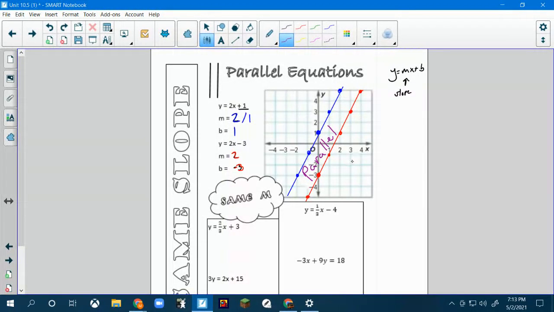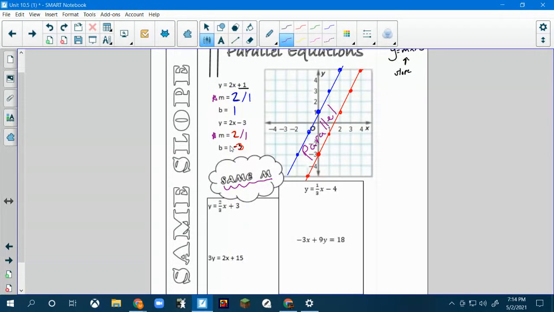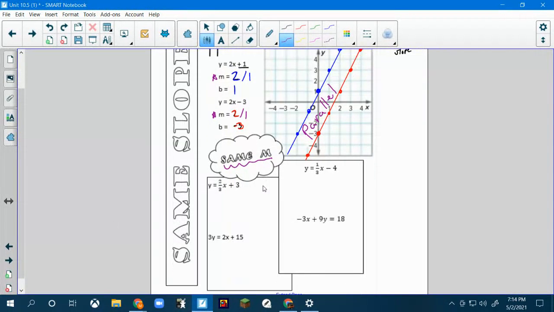Notice they would never cross each other. Parallel lines are like railroad tracks, or like lines on your ceiling. On our grid, the vertical lines are parallel and the horizontal lines are parallel. Notice that they have the same m, the same slope, 2 over 1 and 2 over 1. Parallel lines have the same slope. Our y-intercepts are different, which is important, but our slopes are the same. Let's try another one.